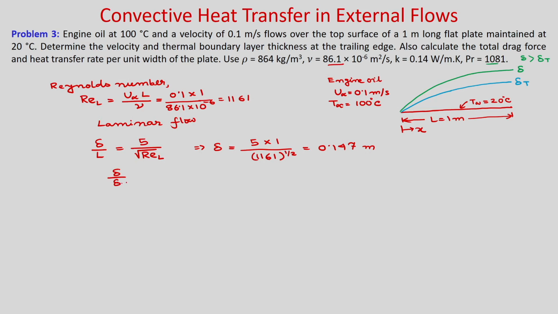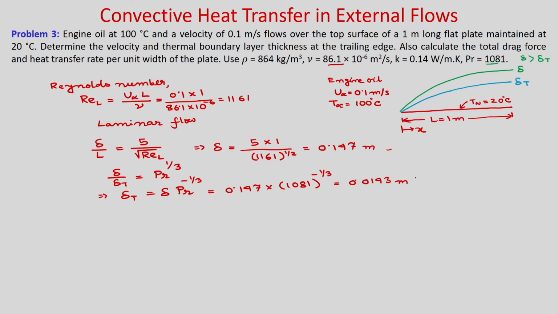Okay. And we know delta by delta_T varies as Prandtl number to the power 1 by 3. So, delta_T will be delta into Prandtl number to the power minus 1 by 3. So, delta is 0.147, Prandtl number 1081 to the power minus 1 by 3. If you calculate, you will get 0.0143 meter. Okay. So, delta and delta_T we have now found.